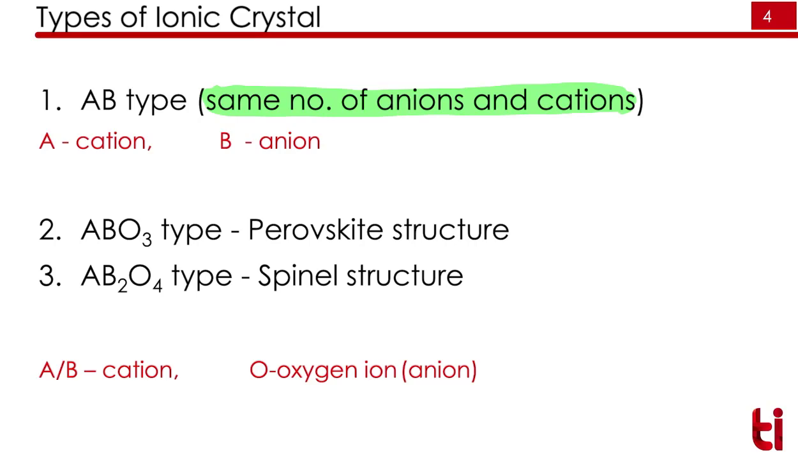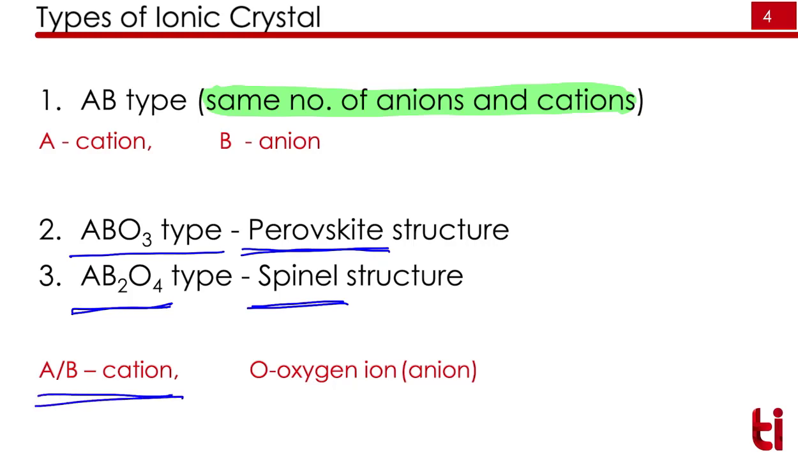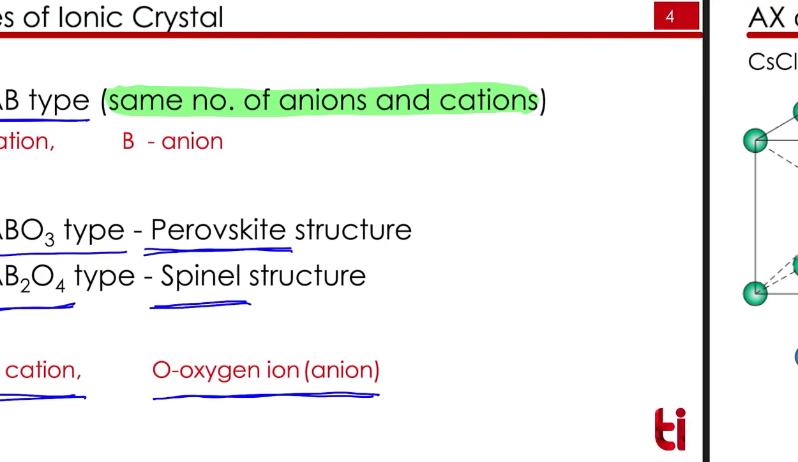Another type is ABO3 type, which is called perovskite structure. This name is given to that structure. And then there is AB2O4 type. This we call spinel structure. Here A and B are cations and O is the anion, that is formed by the oxygen ion. So now first we will see the examples of AB type structure.